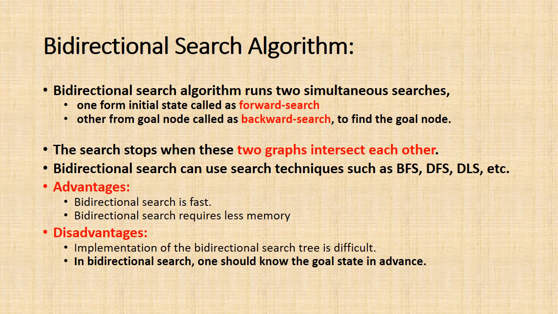Advantages are: bidirectional search is fast. Bidirectional search requires less memory. The drawbacks are: implementation of the bidirectional search tree is difficult. In a bidirectional search, one should know the goal state in advance.